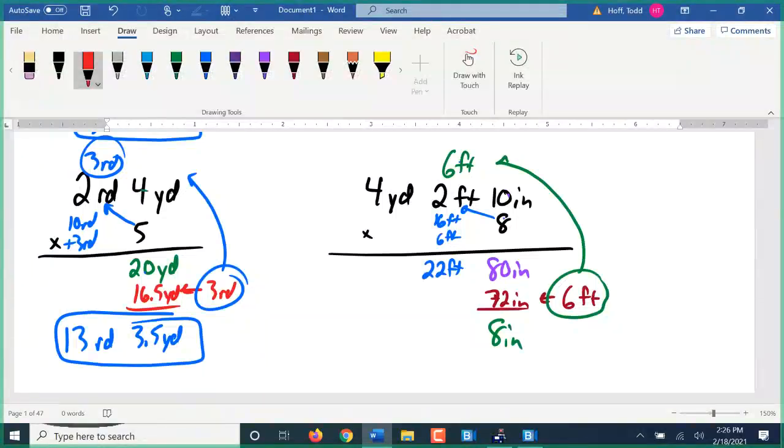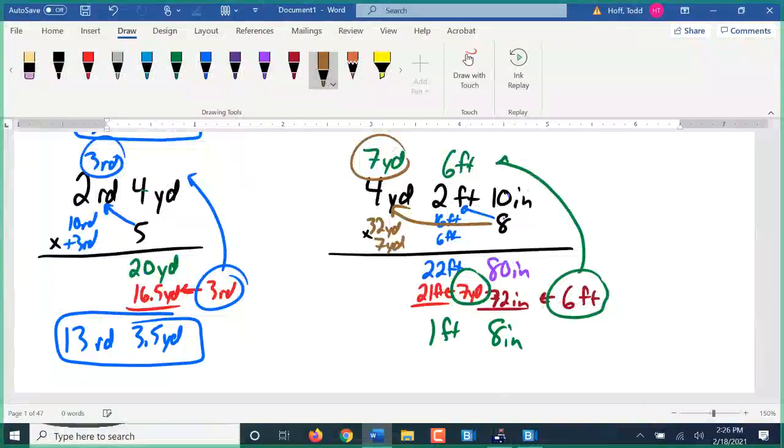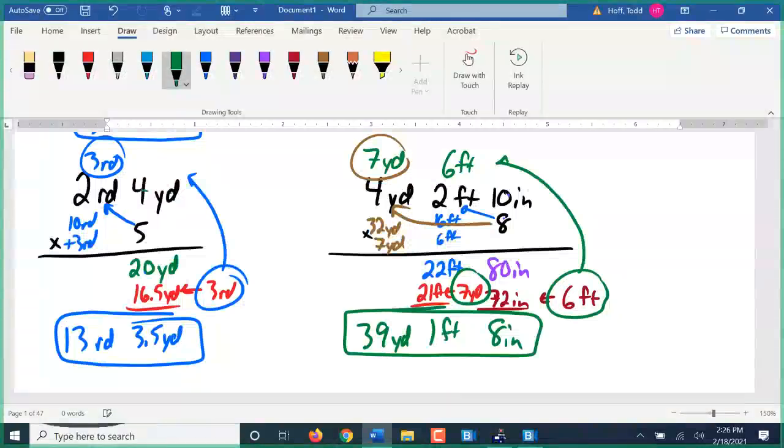So we're going back down to that 7 yards. That 7 yards, 21 feet. So we subtract 22 minus 21, leaves us with 1 foot, and we'll carry that 7 yards. Now we have 8 times 4 yards is 32 yards, plus the 7 that was carried. 32 plus 7 is 39 yards. So that's 39 yards, 1 foot 8 inches.